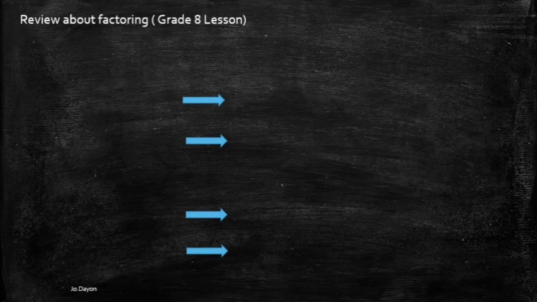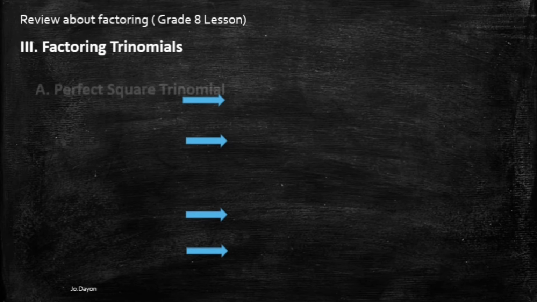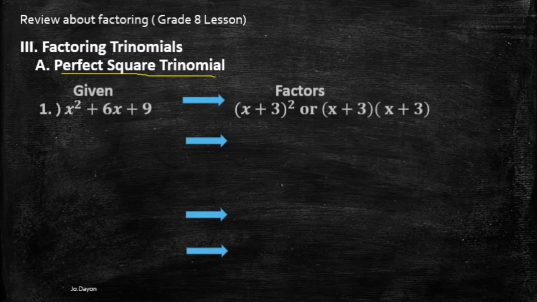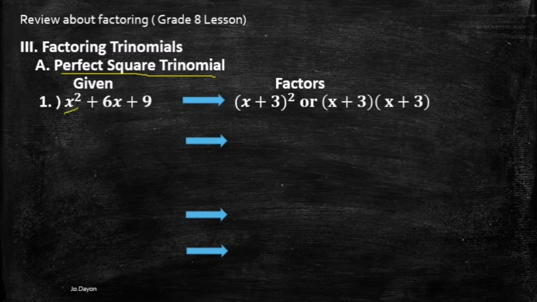Now, we're going to review the third type of factoring. This is factoring trinomials. Under factoring trinomials, you also have two types. The first one is factoring a perfect square trinomial. How will we know that a trinomial is a perfect square? Of course, it consists of three terms.